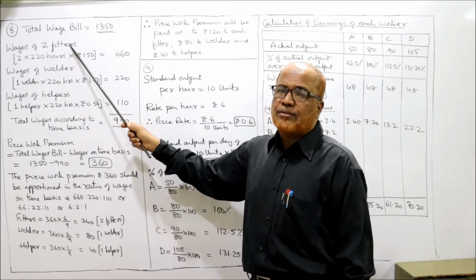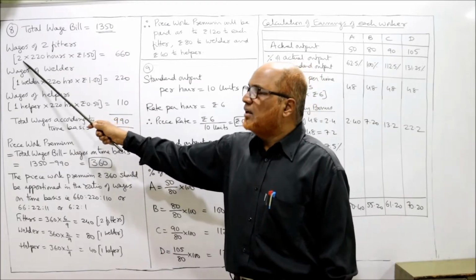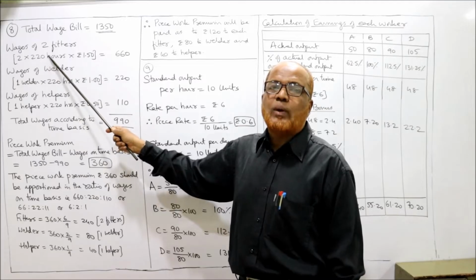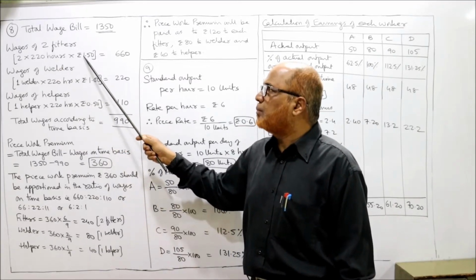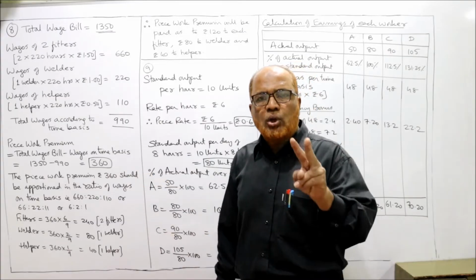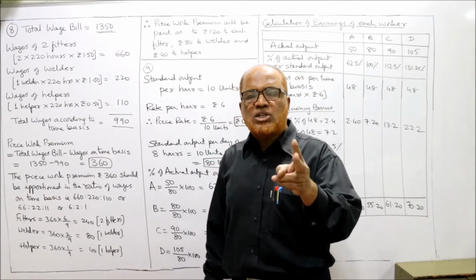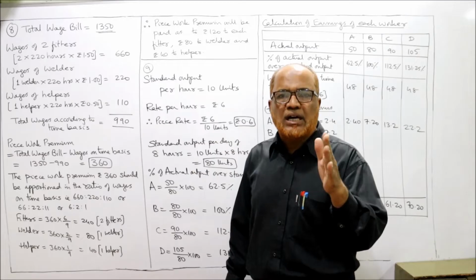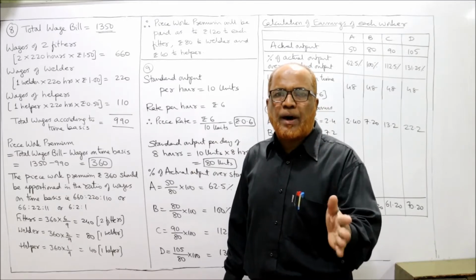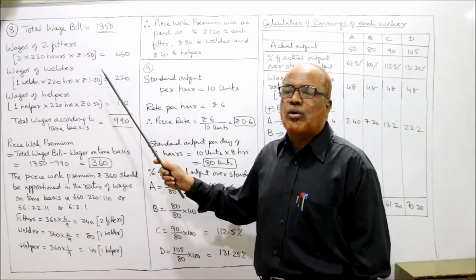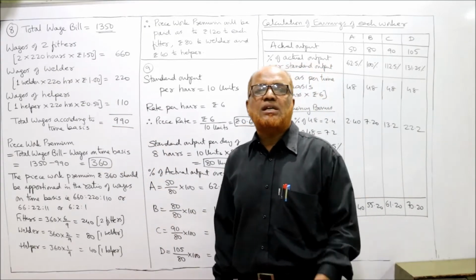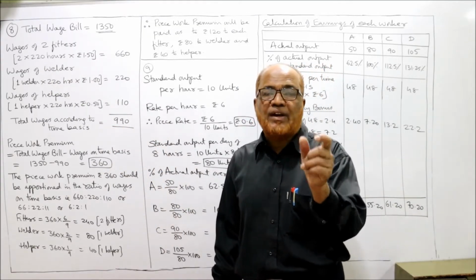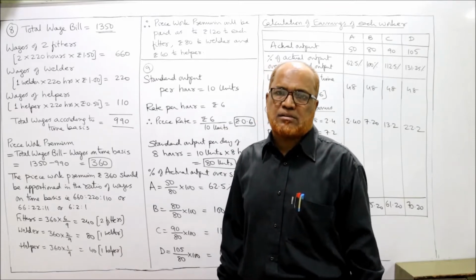Wages of the 2 fitters. Each fitter works for 220 hours and the wage per hour is 1 rupee 50 paisa. So if you multiply 2 into 220 into 1.5, 660 is the total wages of the fitters on time basis.